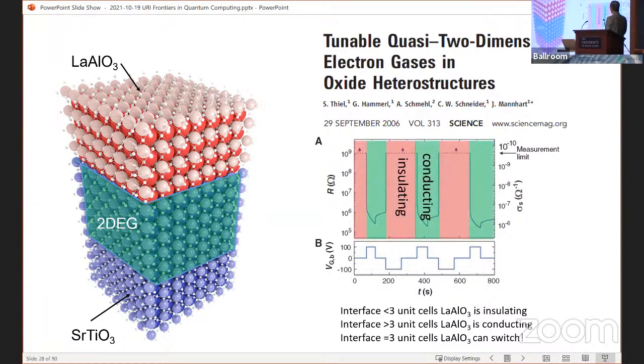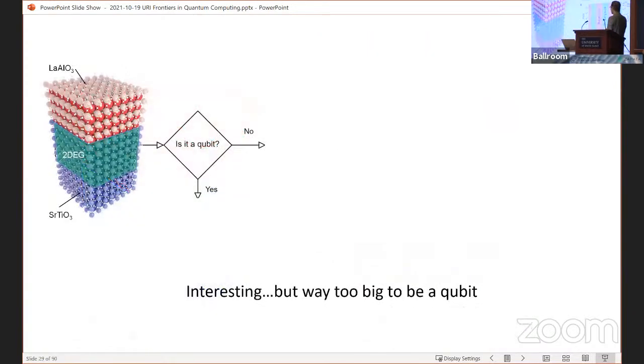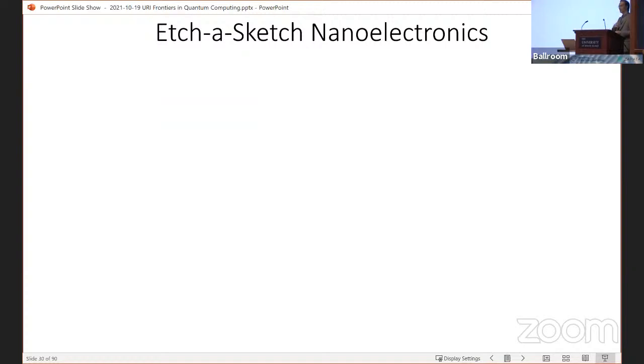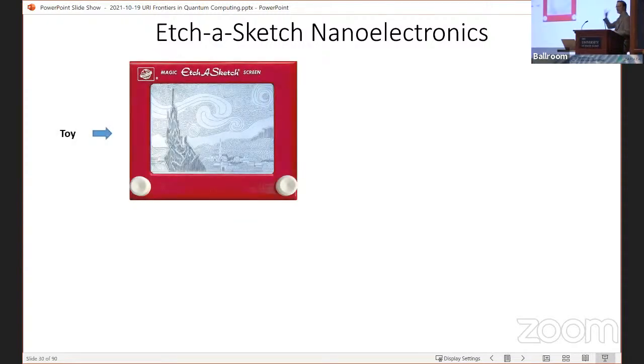So from my point of view, this was really interesting, but way too big, right, to be quantum or anything like that. But I had this idea, which was sort of, again, going back to my childhood. I don't know how many of you have an Etch-a-Sketch stored away in a drawer somewhere, but basically it was stored in my mind, the idea of maybe controlling things locally. And so I was inspired by the Etch-a-Sketch. I didn't draw this. I'm not good at drawing the Etch-a-Sketch, I just like the idea.